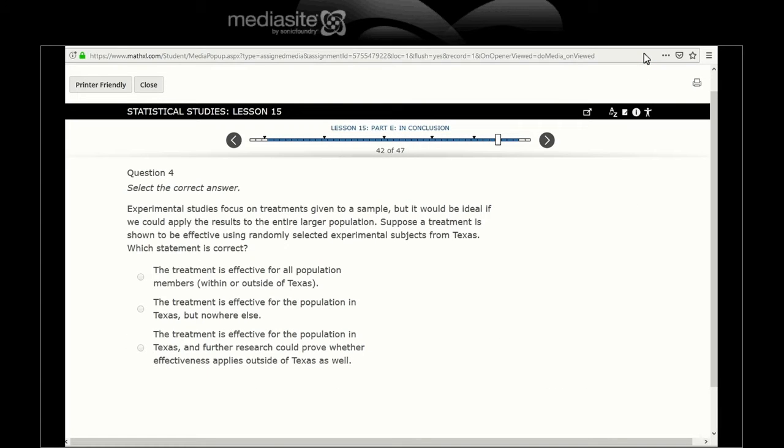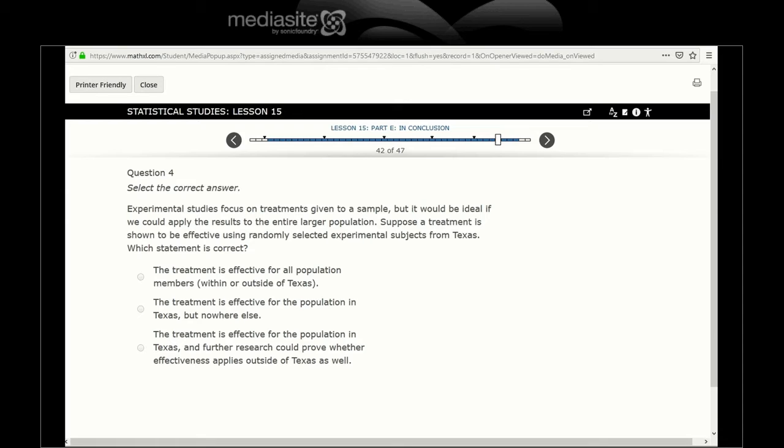Experimental studies focus on treatments given to a sample, but it would be ideal if you could apply the results to the entire larger population. Suppose a treatment is shown to be effective using randomly selected experimental subjects from Texas. What statement is correct? The treatment is effective for all population members within or outside of Texas. The treatment is effective for the population in Texas but nowhere else. The treatment is effective for the population in Texas, and further research could prove whether effectiveness applies outside of Texas as well.